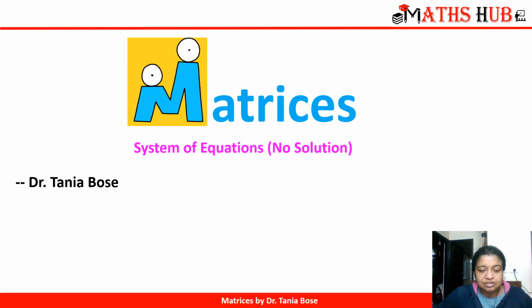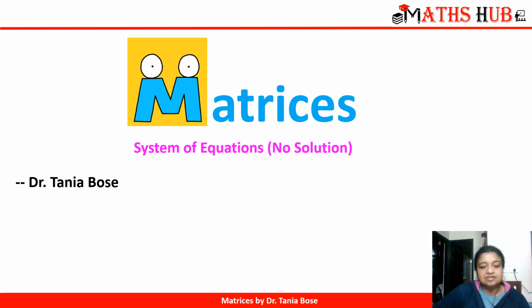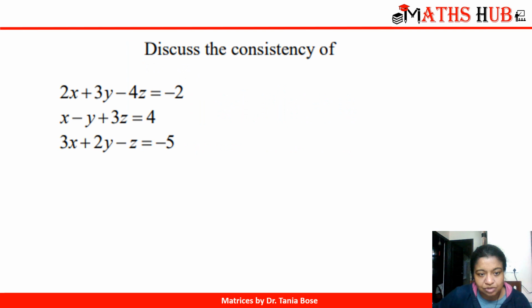All the conditions for the existence of solution depend upon the rank. So let us try to understand when a system of equations won't have a solution. We need to discuss the consistency of the system of equations. The first step is to convert any system of equations into the form AX equal to D.